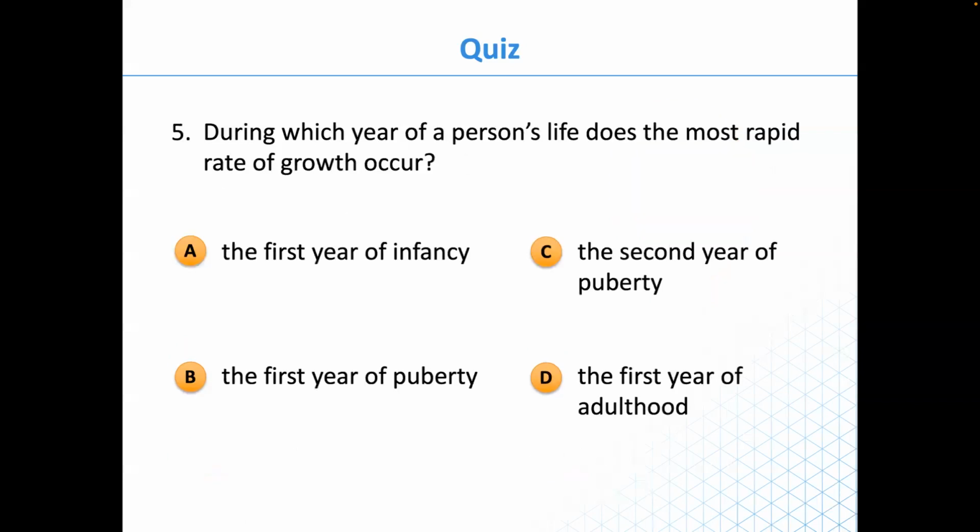So the next one goes to Al-Walid. During which year of a person's life does the most rapid growth occur? A, the first year of infancy. A, okay? That makes sense. Yes, sure.